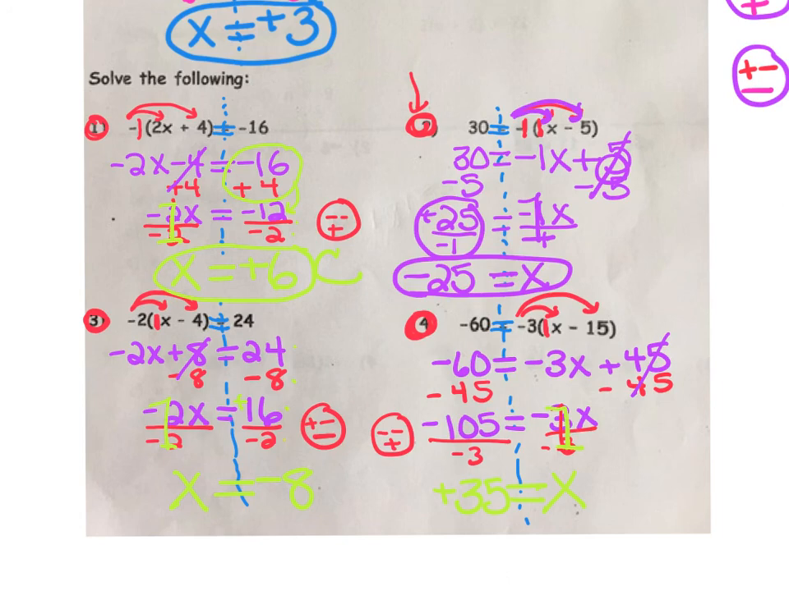For number 3, 24 take away 8 is a positive 16. When we take a positive divided by a negative, we get a negative 8. X equals negative 8. Give yourself a check.